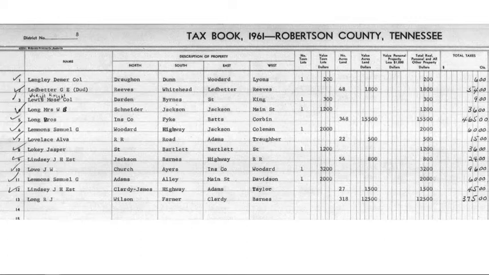But this is the tax book for the 8th Civil District. That's where we grew up. That's where I grew up in Tennessee. My dad was J.W. Lowe. So if you go down, I'm looking for that property in the 1961 tax book. So if you'll go down to J.W.